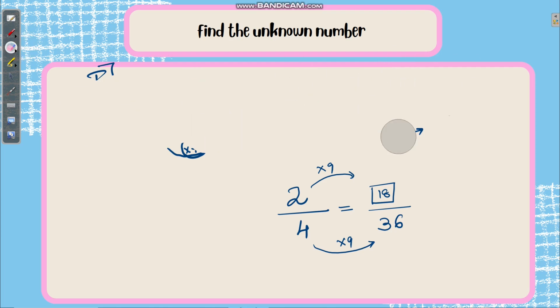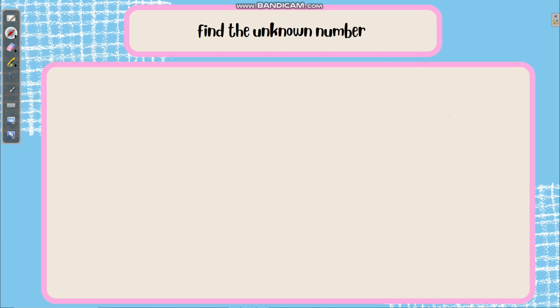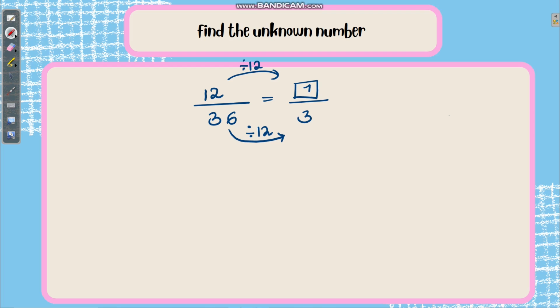Let me give an example where you do division and get your answer. So for example, if your question is 12 upon 36 is equal to a blank, and over here there is 3. From 36 I've gone to 3, so it is divided by 12. Similarly, 12 divided by 12 you have to do, so your answer will be 1. So you either have to divide or you multiply, and you get your answer.